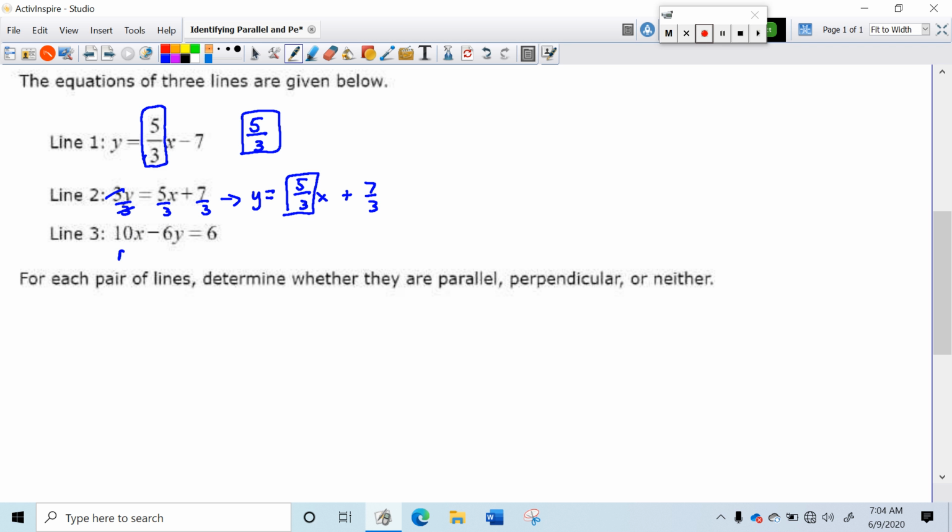Line 3, we've got the opposite of a, so the opposite of positive 10 is negative 10, over b, which is negative 6. The negatives cancel. Half of 10 is 5. Half of 6 is 3. So that's 5/3. All the slopes are the same. So we can say all lines are parallel.